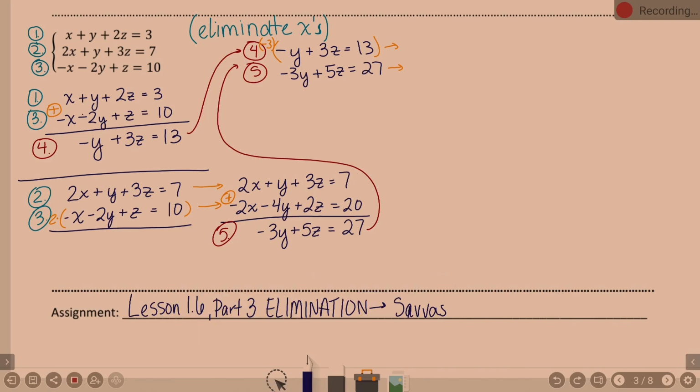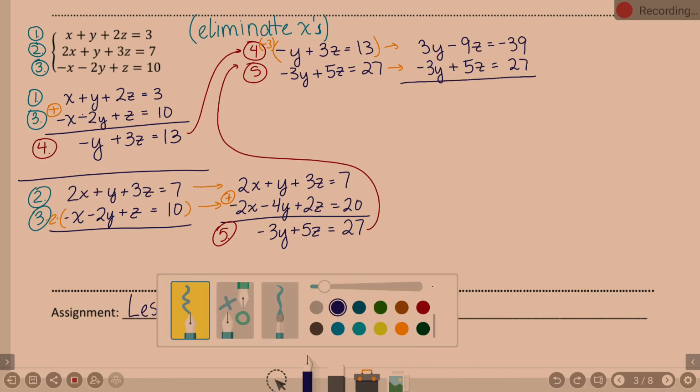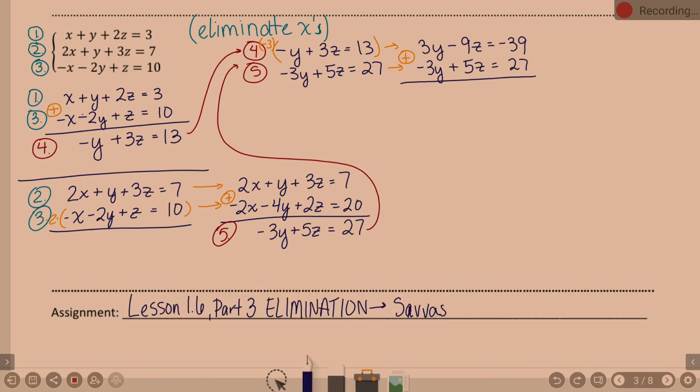So when multiplying equation 4 by negative 3, it becomes 3y minus 9z equals negative 39. Bottom equation is going to stay as is. Negative 3y plus 5z equals 27. I have a positive 3y and a negative 3y, so we're ready to add to cancel them.